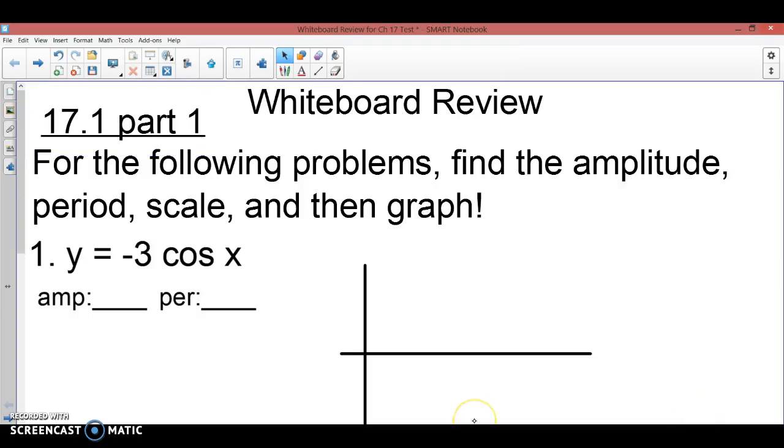Okay, here we go. So here's our review. We'll start out with the section 17.1, part 1 notes. So your job is to find the amplitude, period, calculate the scale, and then go ahead and sketch the graph. So pause the video, and then when everybody's pretty much done, you can play and you'll hear the explanation.